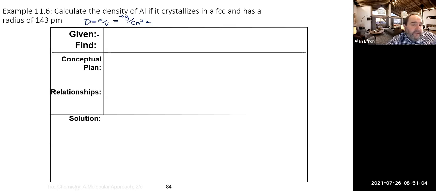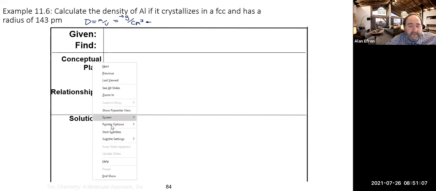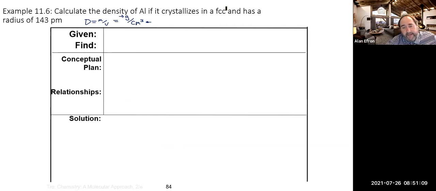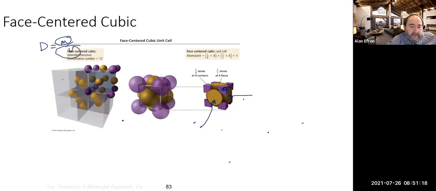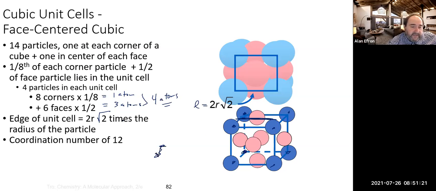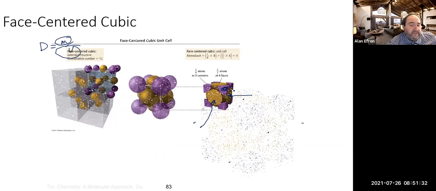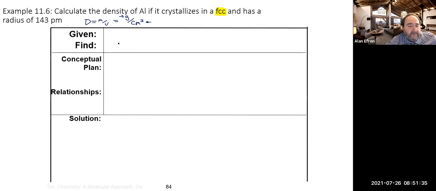A couple of pieces of information are really important to us. First off, it is face-centered. What does that mean? It means what we were just talking about in the previous slides. If we go back, face-centered has 4 atoms, and it has a length of 2 times r times the square root of 2. So those are two really big pieces of information you get from it being face-centered: 4 atoms, and the length is 2r square root of 2.